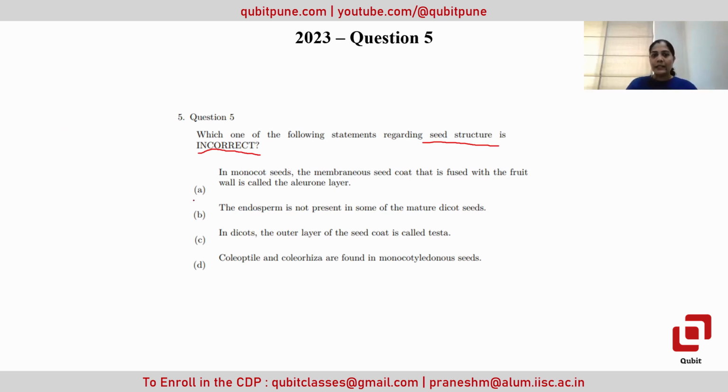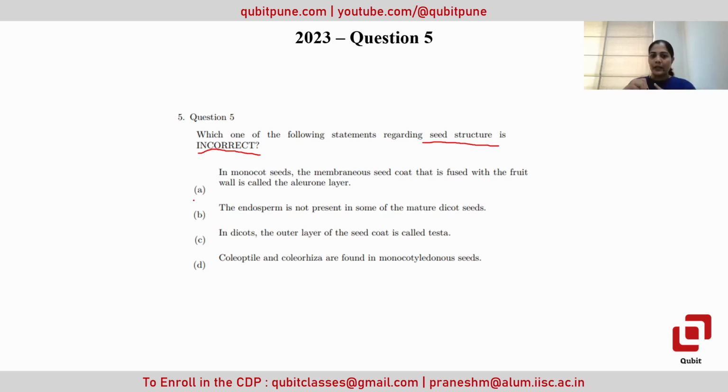So the first statement is the incorrect one. The endosperm is not present in some of the mature dicot seeds. That is true, because endosperm is a nutritional layer which is consumed by the developing embryo for many dicot plants. So for the fruit development, that is used as the energy source. So that is the correct statement.